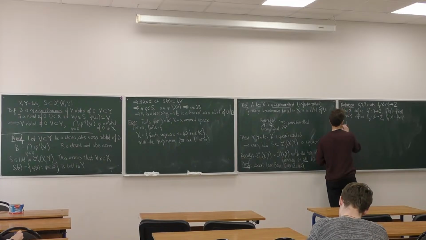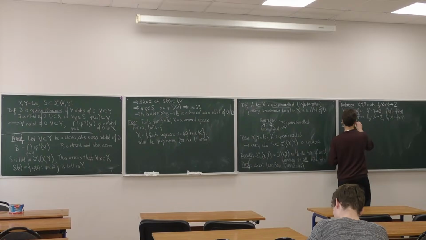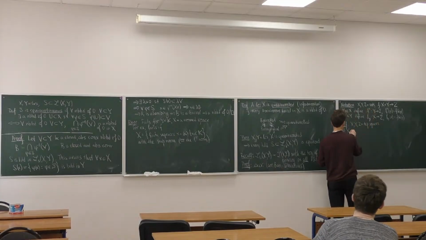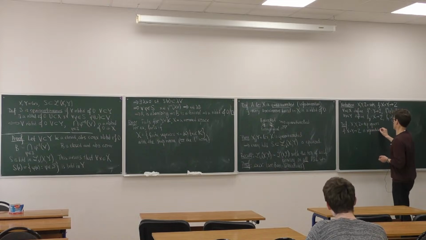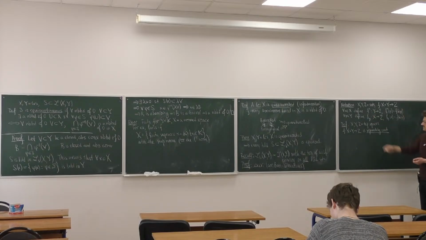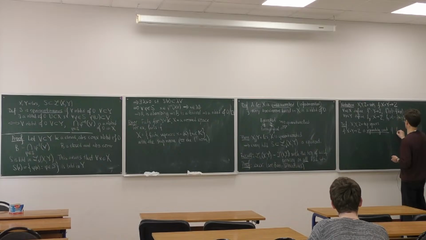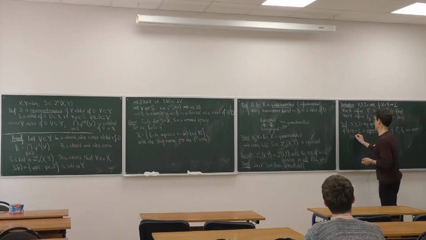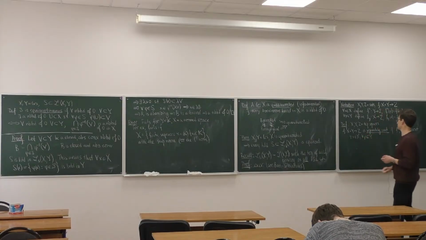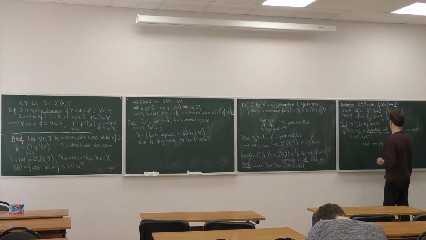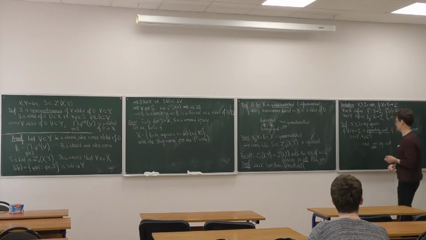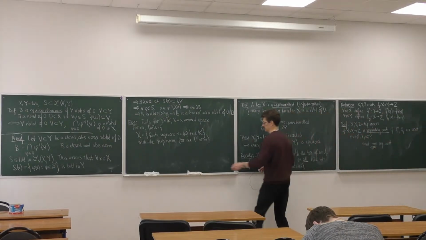If now X, Y, and Z are topological spaces, then we say that a map f from X cross Y to Z is separately continuous if all these maps f_x and f_y are continuous for all x and y. Of course, every continuous map is separately continuous. And it's a simple exercise in topology to show that the converse is not true, even for very nice topological spaces.